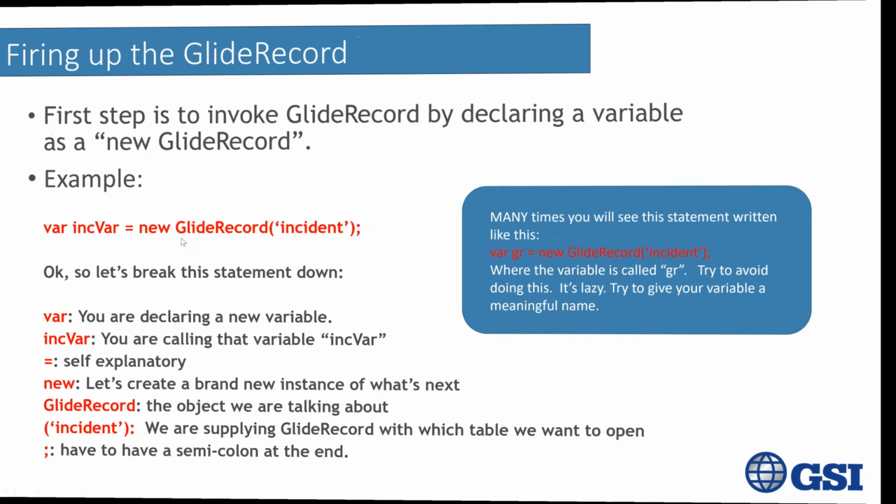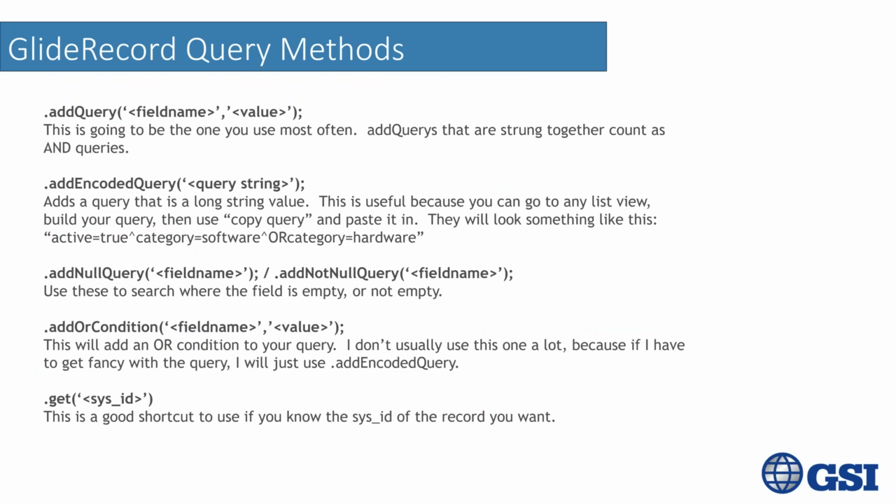So what do we do from there? So normally you're going to do a GlideRecord. You're going to open up that incident table and you're going to query for some records. So here are some of the query methods that you're going to use. These are the ones that I use the most. This is not an exhaustive list though.